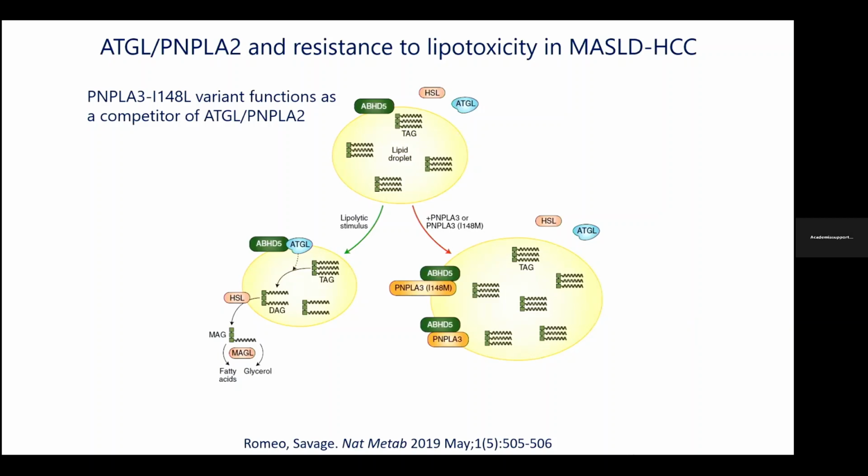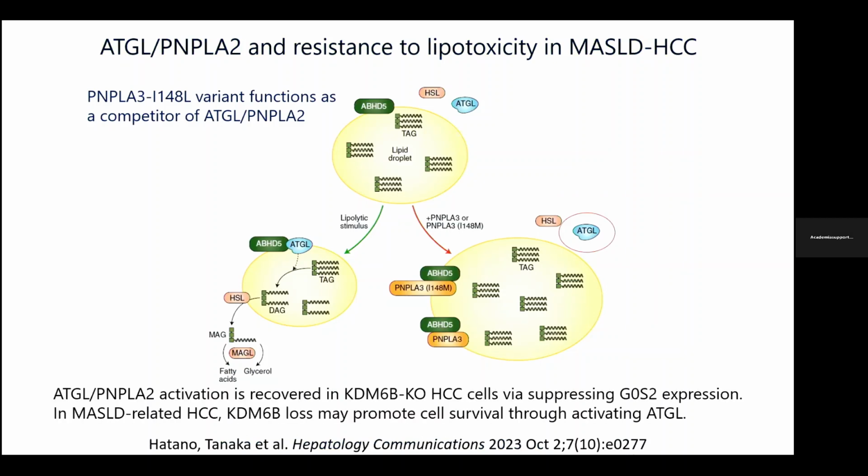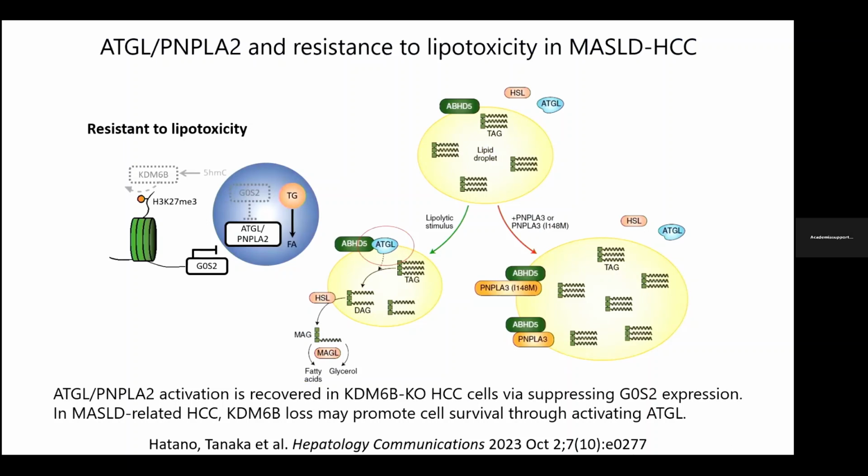Previous studies revealed that the PNPLA3 SNP variant can function as a competitor of ATGL-PNPLA2, leading to lipotoxic steatosis in hepatocytes. Our studies revealed that ATGL-PNPLA2 activation is recovered in KDM6B knockout cells via suppressing G0S2 expression. As therapeutic targets against resistance to lipotoxicity, we will focus on ATGL-PNPLA2 and also the H3K27 methyltransferase EZH2 for MAFLD HCC in the future.